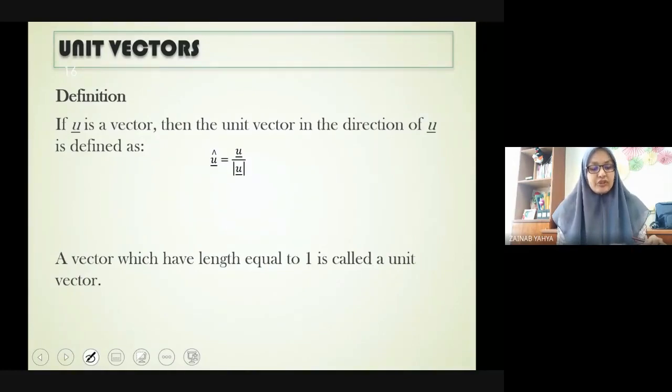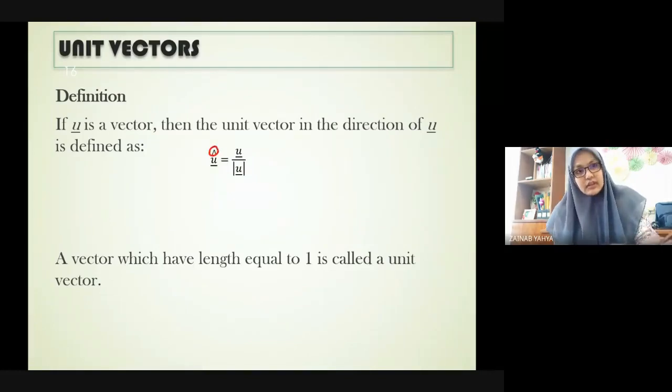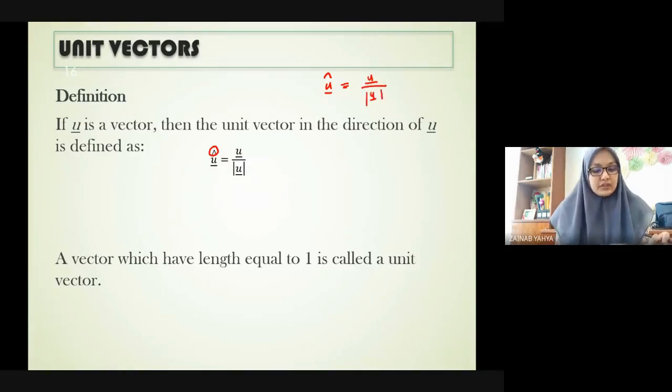The unit vector in the direction of u is defined as u cap. To find the unit vector, you divide u by the magnitude of u. A vector which has length equal to 1 is called a unit vector. After you find the unit vector and calculate its magnitude, you will get 1. That is why we call it a unit vector.